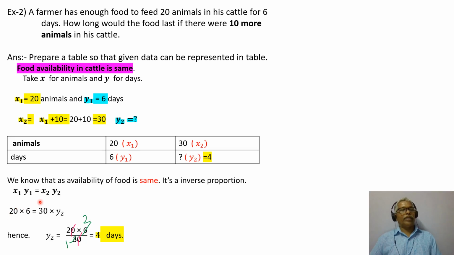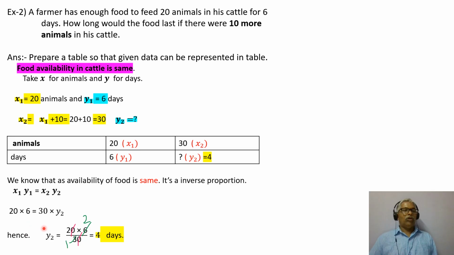So x1 y1 equal to x2 y2. Substitute x1, y1, x2 into y2. This is very important. If you keep the data without writing it like this, you might be led to confusion and mistakes. So do write it like this. It is very easy to check whether there is a mistake or whether this is correct.